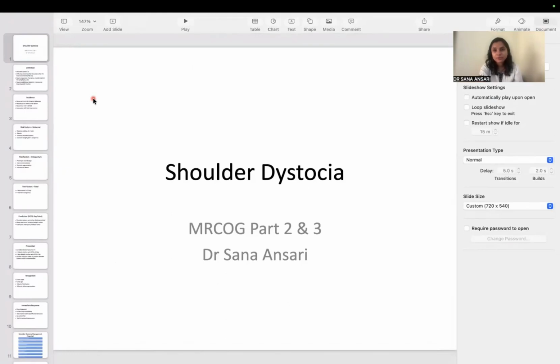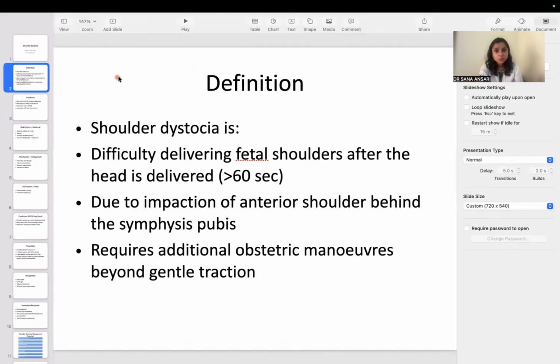Today we're talking about a very important topic for MRCOG Part 2 and Part 3 students, shoulder dystocia. So what exactly is shoulder dystocia? Basically, you're finding it difficult to deliver the fetal shoulder after the delivery of the fetal head. If the time from the delivery of the fetal head to the fetal body takes more than 60 seconds, then it is called a shoulder dystocia. It is usually because of the impaction of the shoulder behind the pubic symphysis and it requires additional maneuvers.